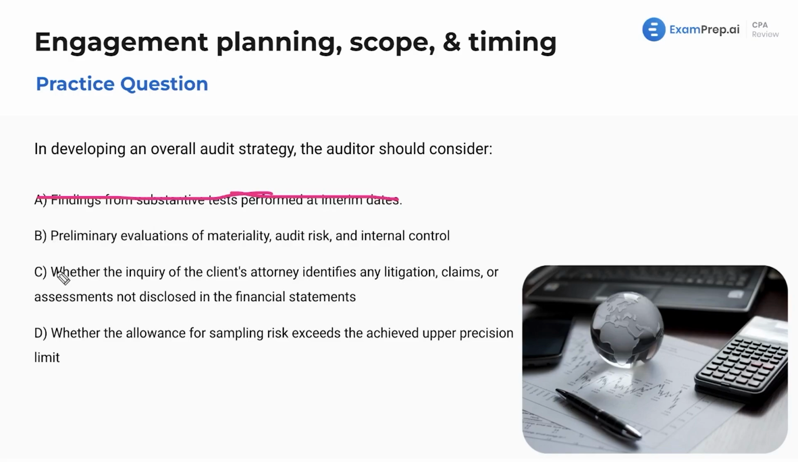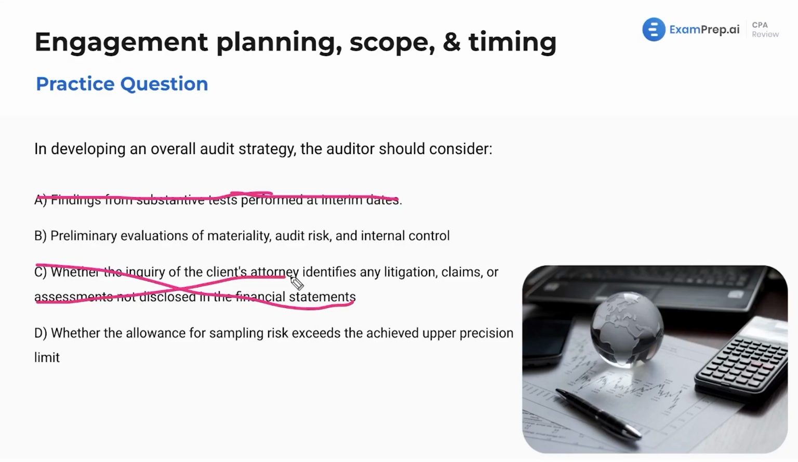What about whether the inquiry of the client's attorney identifies any litigation, claims, or assessments not disclosed in the financial statements? Well, this is done during testing, right? Simply put, for a lot of these questions, think: what stage of the audit are we in? What type of engagement are we in? Who are we, the auditor or the client? Just take a step back. A lot of these questions, in multiple lessons, can be answered just by eliminating the answers that don't make sense. So this is done during testing.